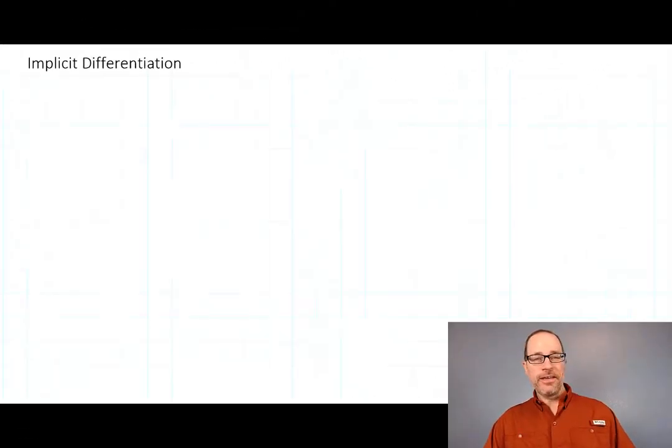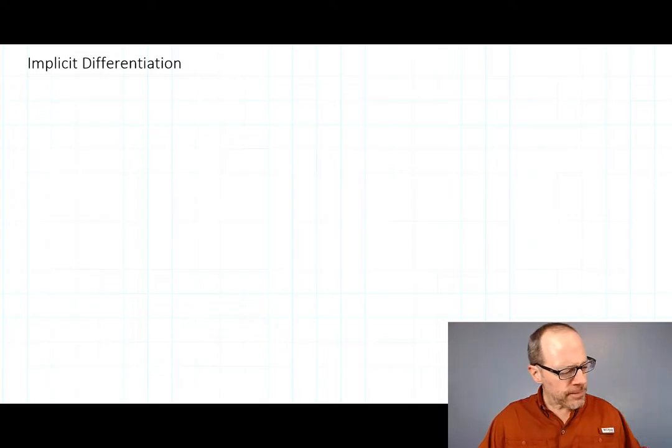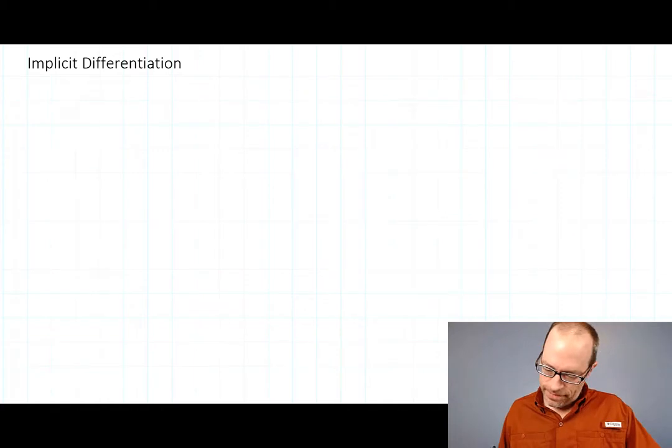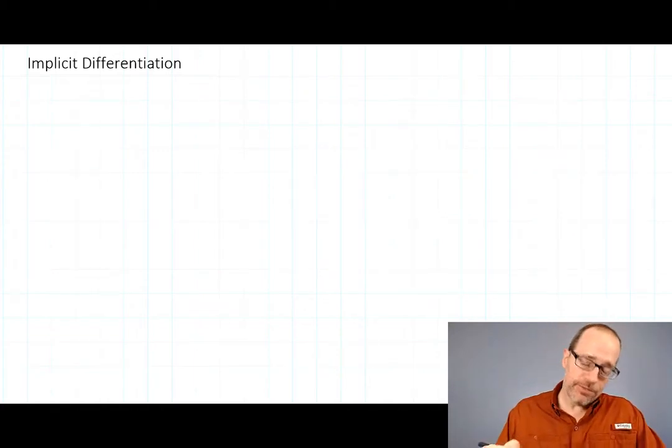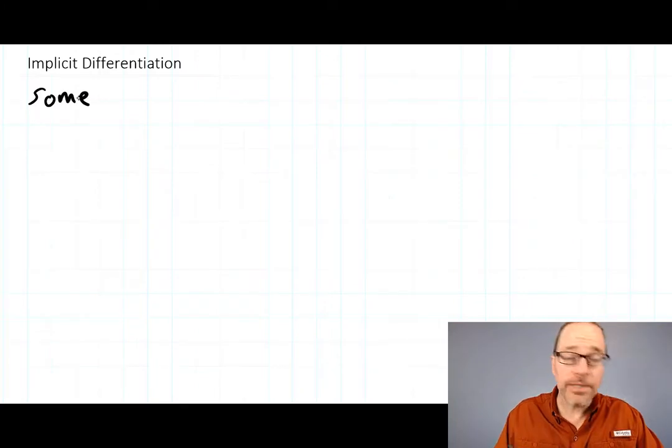All right, howdy! Today we're going to talk about implicit differentiation. It's kind of almost magically fun thing that goes on. So, first of all, you have to know that some equations can be solved explicitly for y.